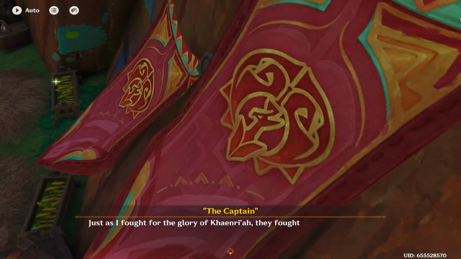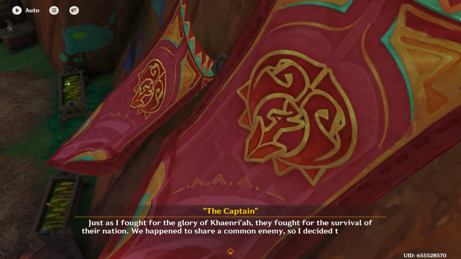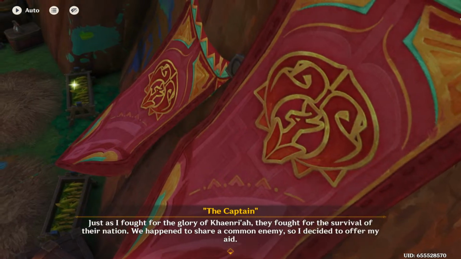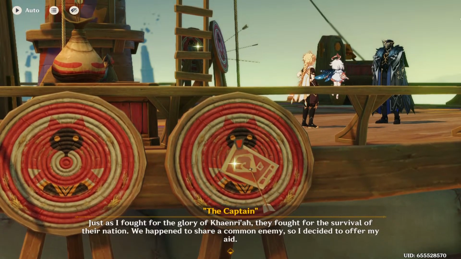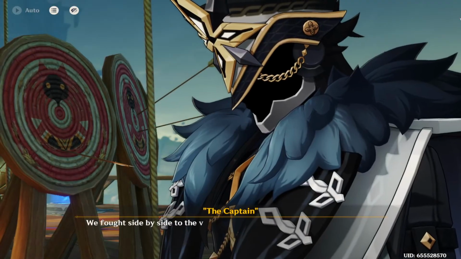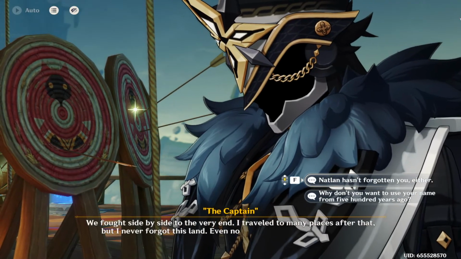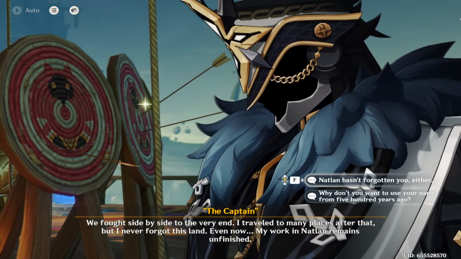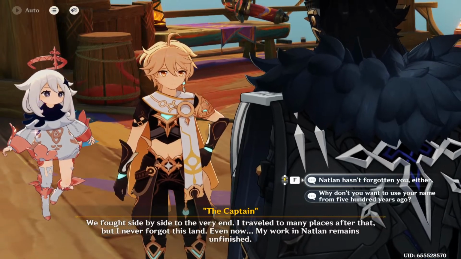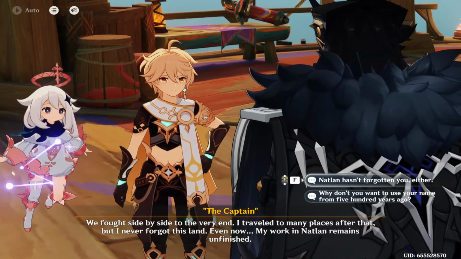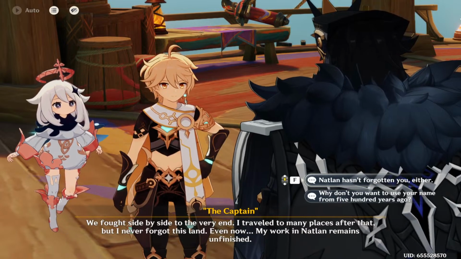Just as I fought for the glory of Khaenri'ah, they fought for the survival of their nation. We happened to share a common enemy, so I decided to offer my aid. We fought side by side to the very end. I traveled to many places after that, but I never forgot this land. Even now, my work in Natlan remains unfinished.